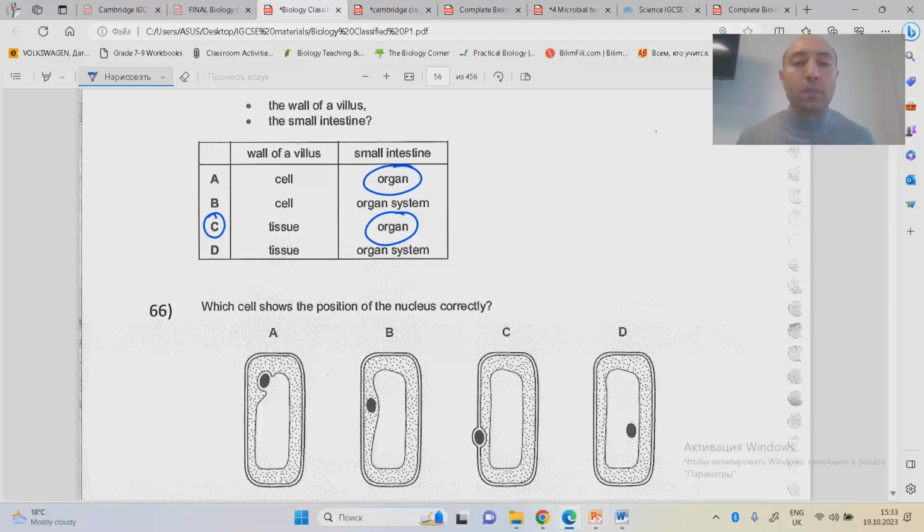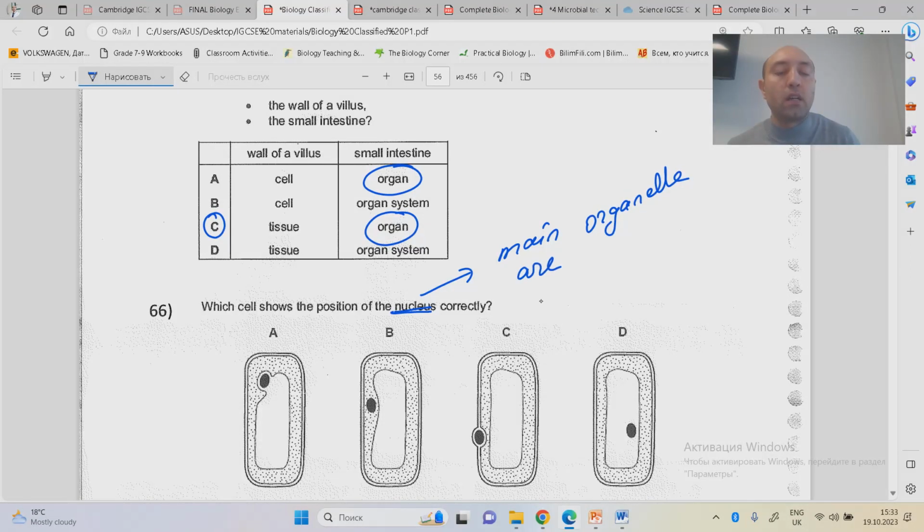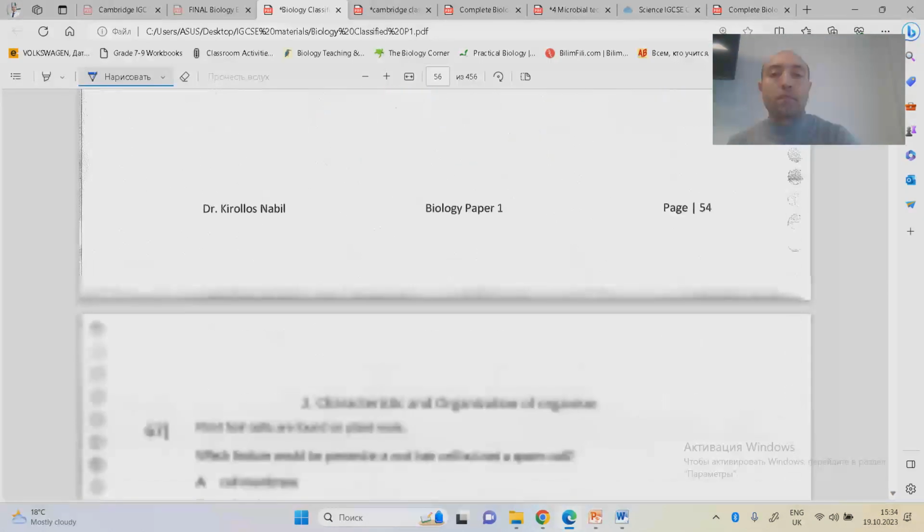Which cell shows the position of the nucleus correctly? As we said, the nucleus is one of the important organelles. It is one of the main organelles. And all organelles are in the cytoplasm. So you can't choose A because in A it looks like it is in the vacuole, false. You can't choose C because it's in the cell wall. But D is incorrect again because it's in the vacuole. Answer is B in this question.